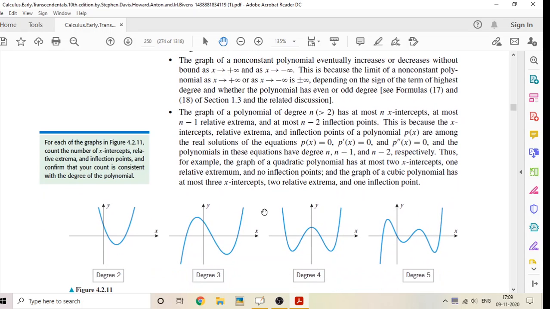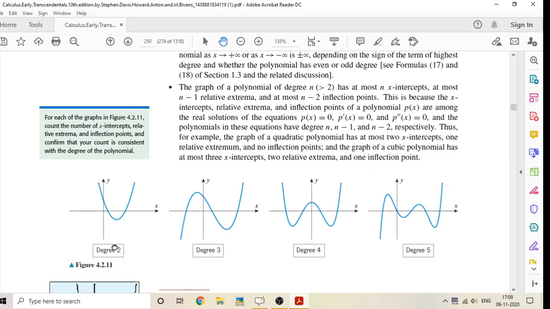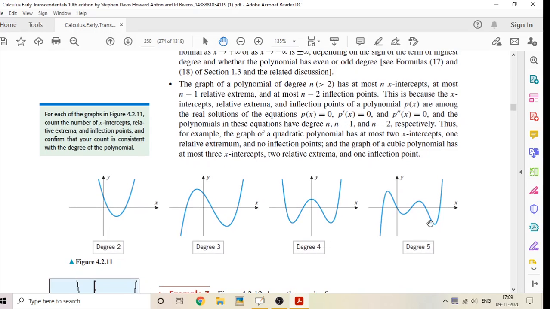Now this figure shows typical examples of polynomial of degree 2. ഒരു ഡിഗ്രി 2 വരുന്നൊരു ഫംഗ്ഷൻ്റെ ഗ്രാഫാണ്, പിന്നെ ഡിഗ്രി 3, ഡിഗ്രി 4 ആൻഡ് ഡിഗ്രി 5. സോ ഗ്രാഫിൻ്റെ ഉദ്ദേശം എന്ന് പറയുന്നത് മെയിൻലി ഇൻ്റർസെപ്റ്റ്സിൻ്റെ എണ്ണം കാണിക്കുക, and relative extrema and the inflection point.